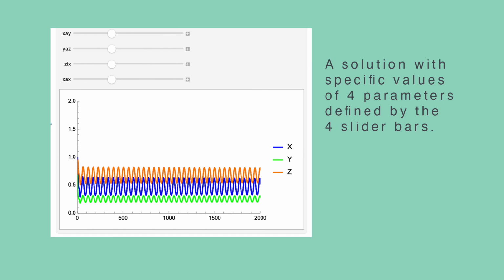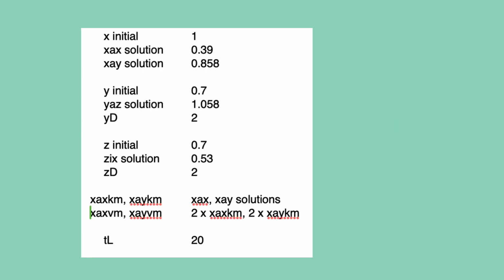The four slider bars along the top of the figure enable us to easily change the values of the four most important parameters that define interactions between pools. The parameters are xay, yaz, zix, xax. These are the values of the parameters for the preceding solution. A system like this typically oscillates only within certain ranges of the parameters defining the interactions between the pools.